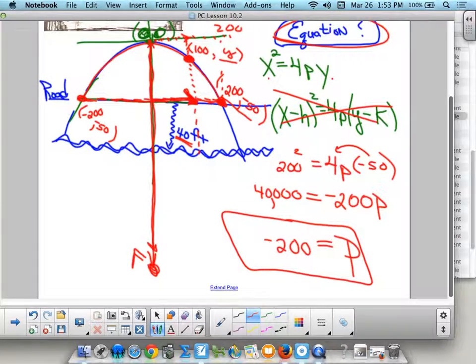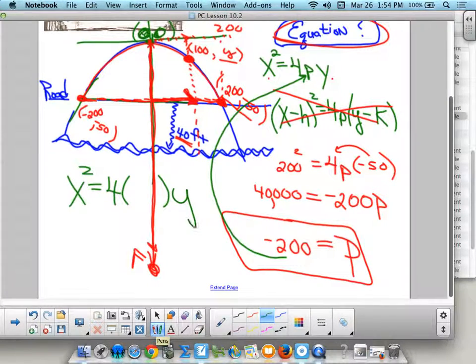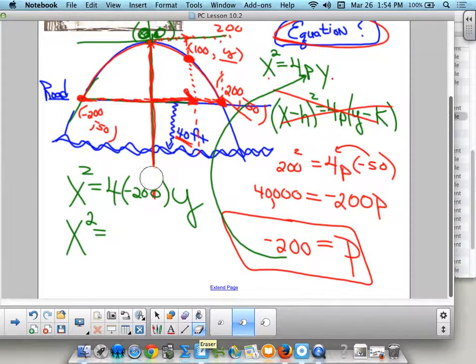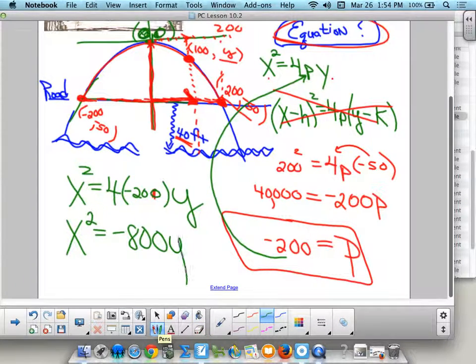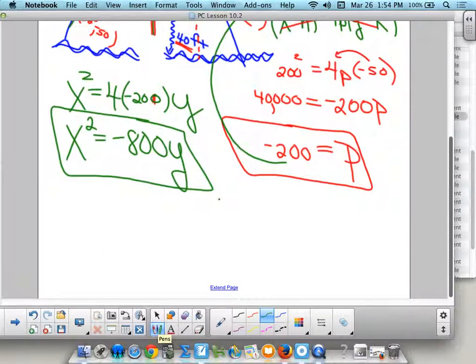Now take this p-value, stick it back in the equation. Here we go. This is how we're going to write the equation right here. Put it back in. X squared equals 4 times P times Y. Your p-value is negative 200. What is your equation? X squared equals? Say it again, Corey. Negative 800. There it is. There's your equation that you've been looking for. This equation will get you any point on your parabola.